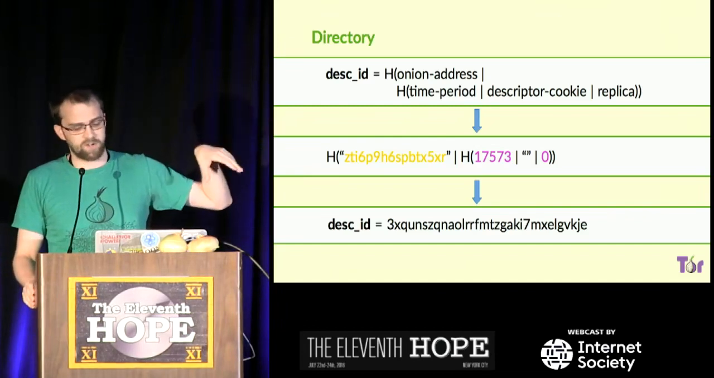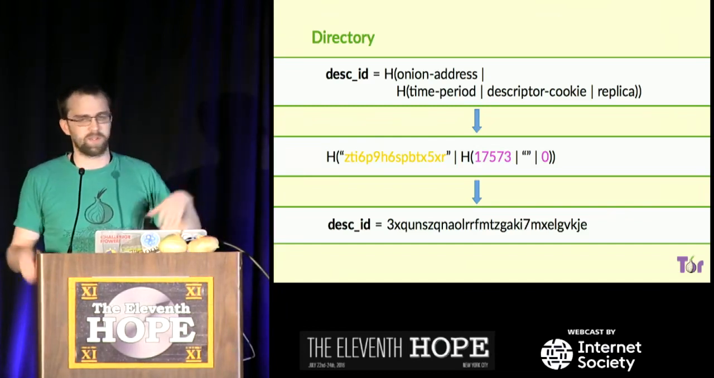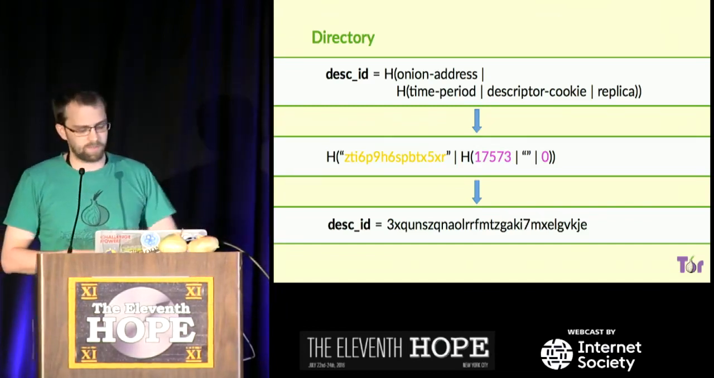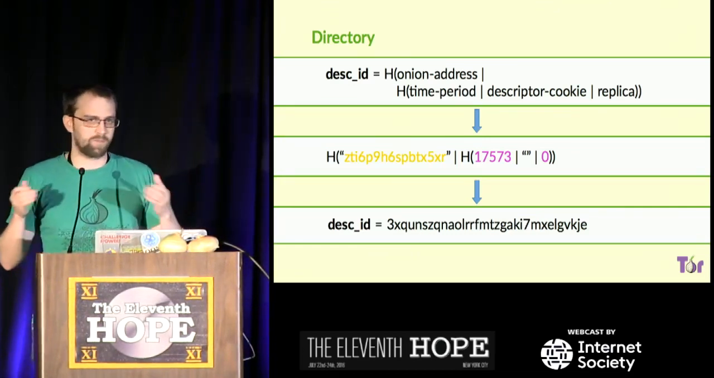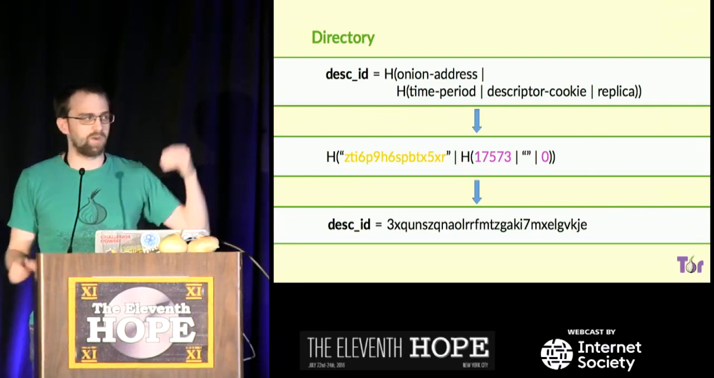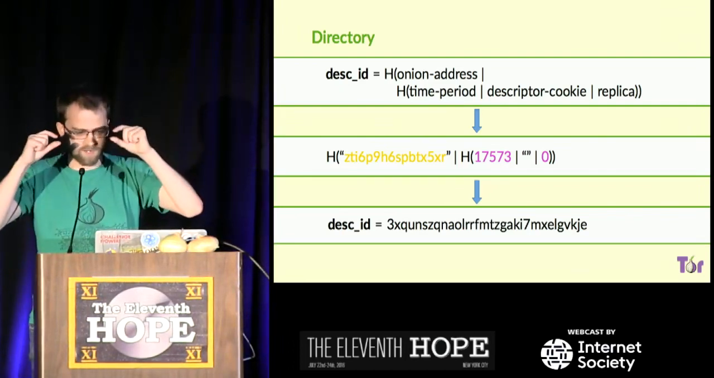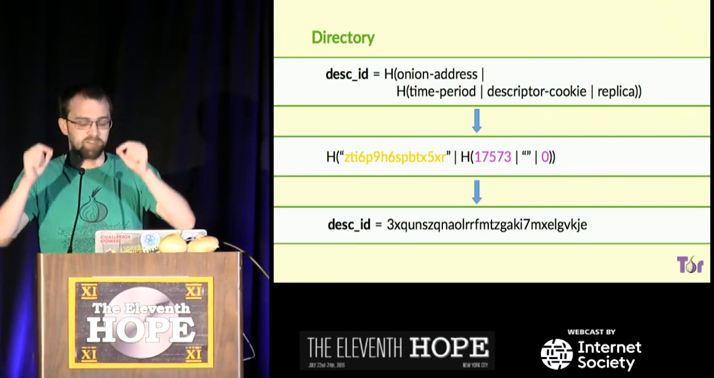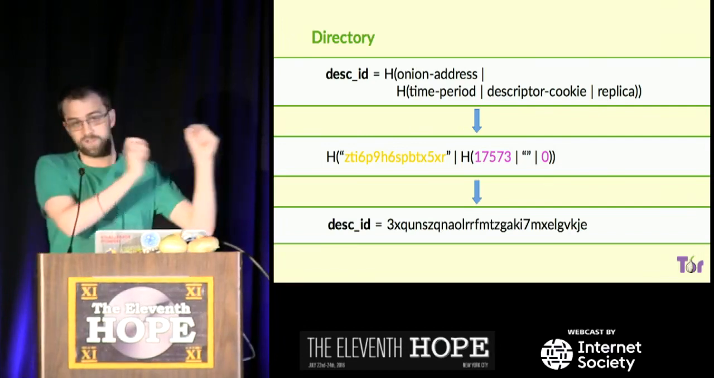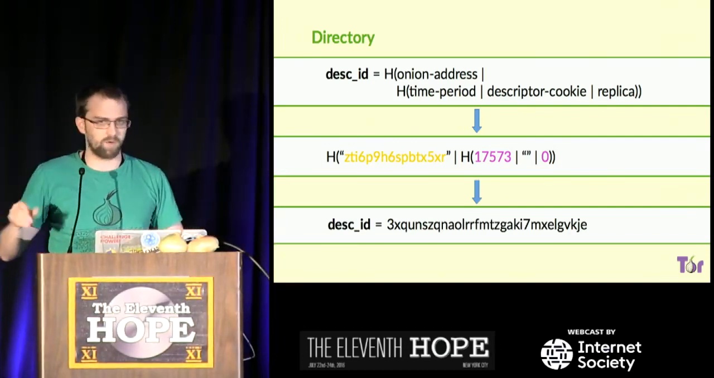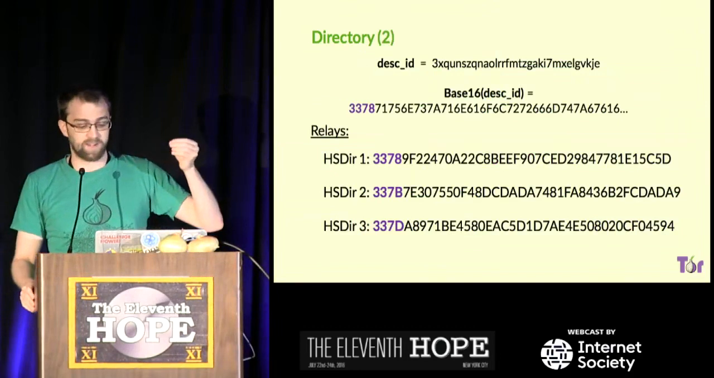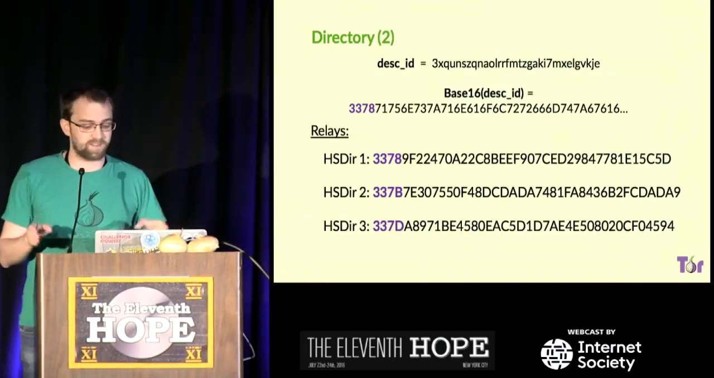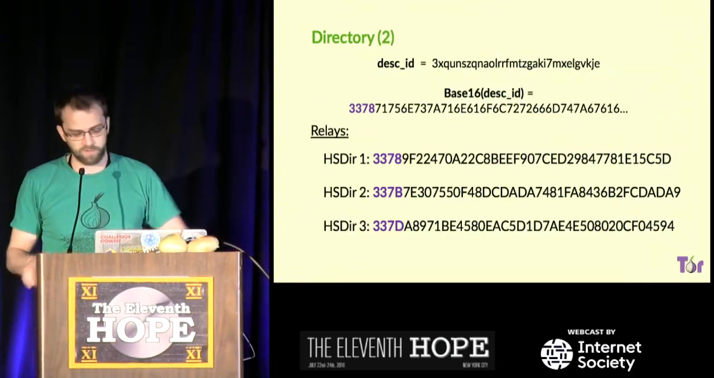Just create a hash, take the onion address, some time period, which is basically the time right now until UTC, blah, blah, blah. You can read the spec. And then the descriptor cookie, in this case, it's empty. The descriptor cookie is used for authentication. So when you add a client, you have this extra key. With this extra key, you know which is the descriptor ID. And then a replica. Replica is basically which HSDir. And then you have a descriptor ID, which is a long string. This descriptor ID, when we base 16 it, gives us a bunch of numbers.